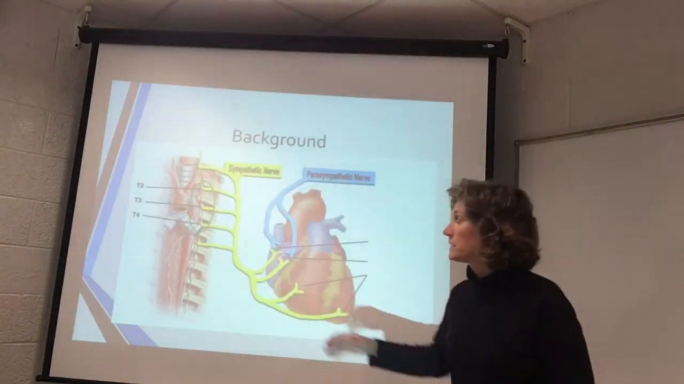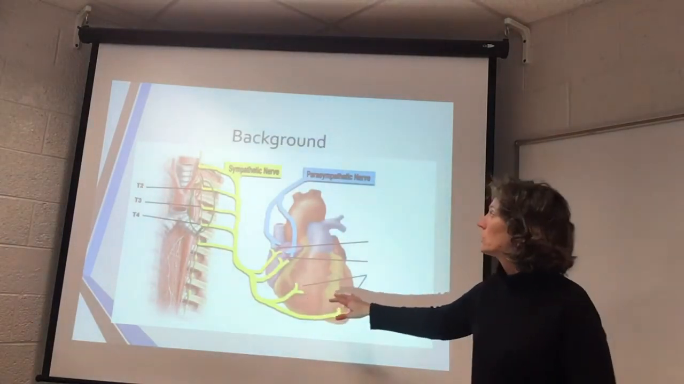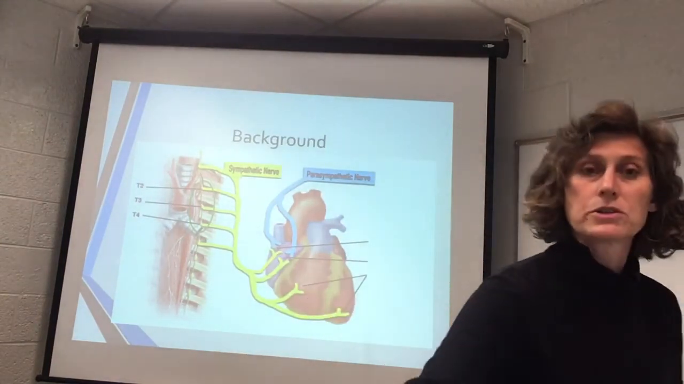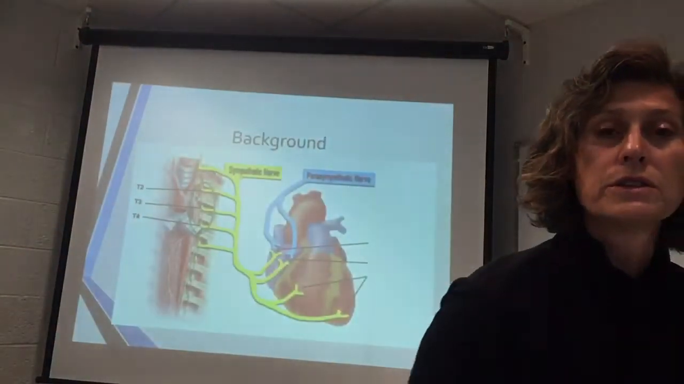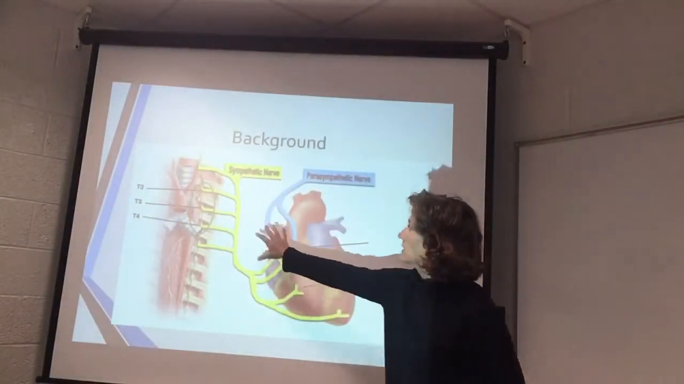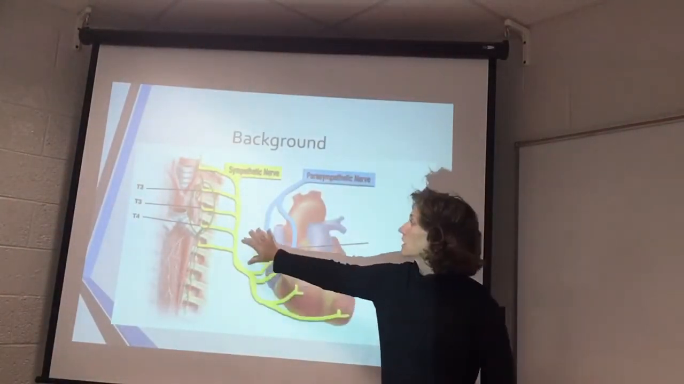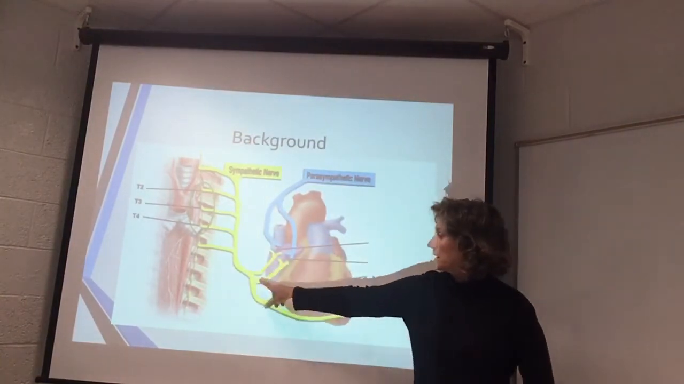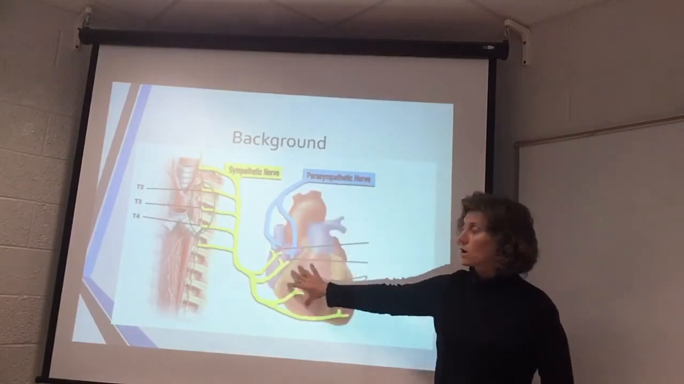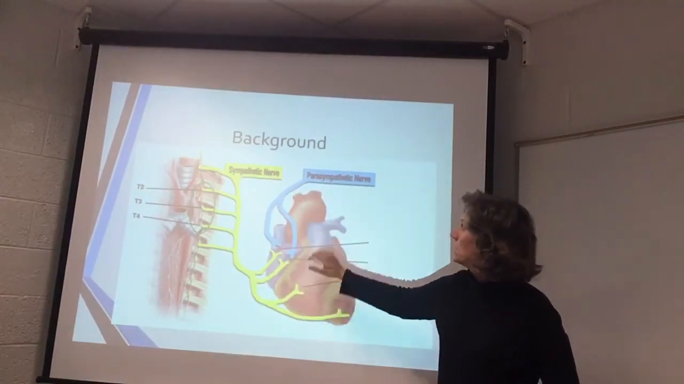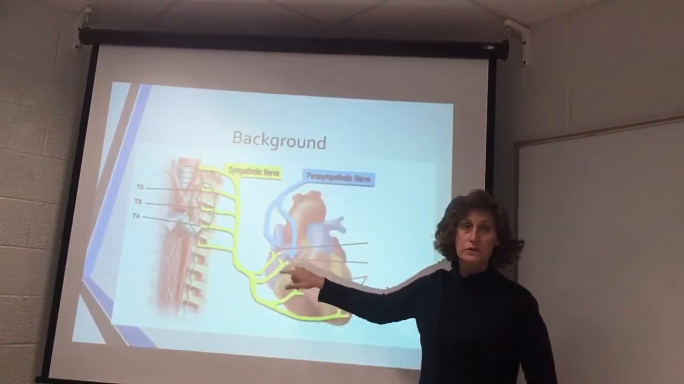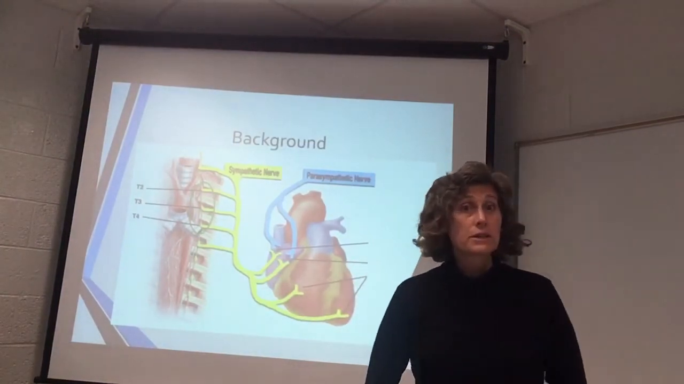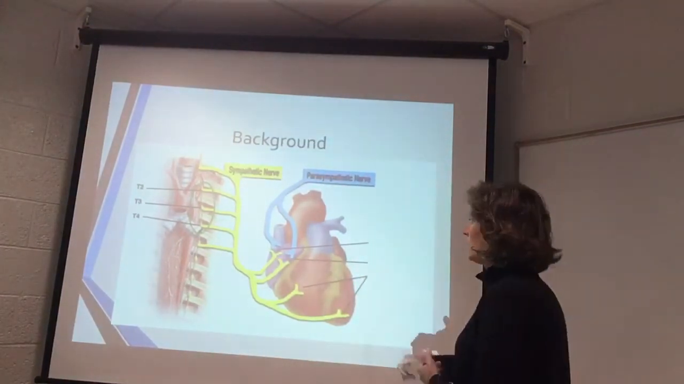So a nice diagram here is hopefully going to help you understand a little bit. I'm going to make sure this is fully visible here. The yellow lines here illustrate the sympathetic nerves that innervate the heart. Here's the heart, just a diagram of the heart. And the blue is the parasympathetic nerves that innervate the heart. A couple of things that are important to notice here.